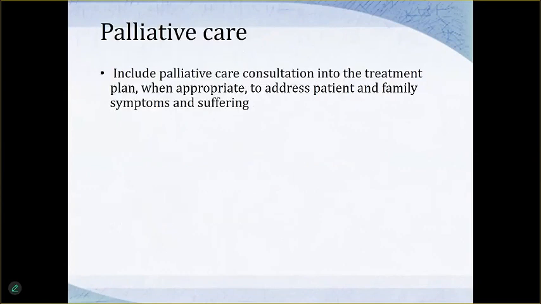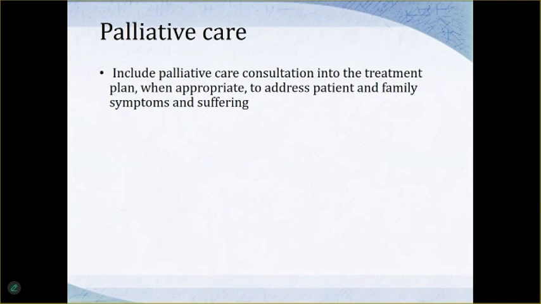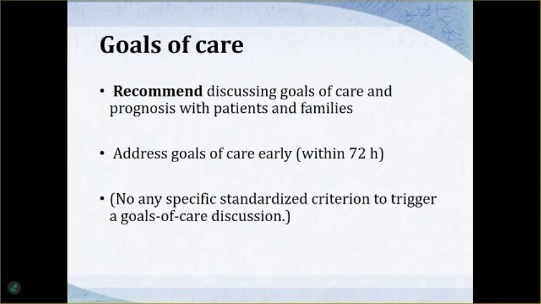However, they have not found any specific criteria. Let's say, for example, the patient's hemodynamics are worsening. That is not an indication to start your family discussion. Likewise, they have not identified a criterion as such. So it is still yet to find the trigger to initiate the goals of care discussion.